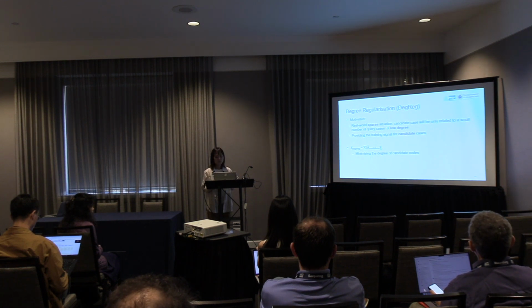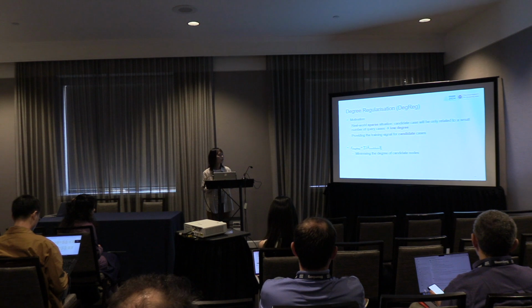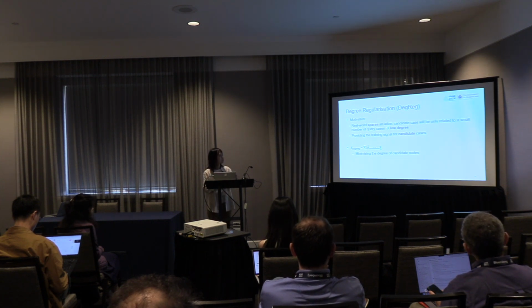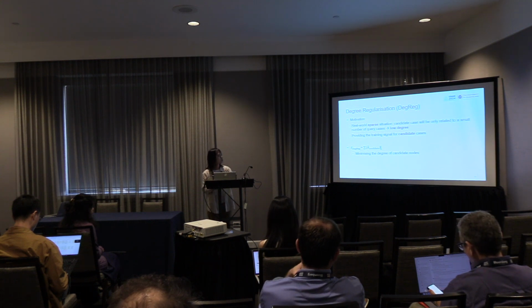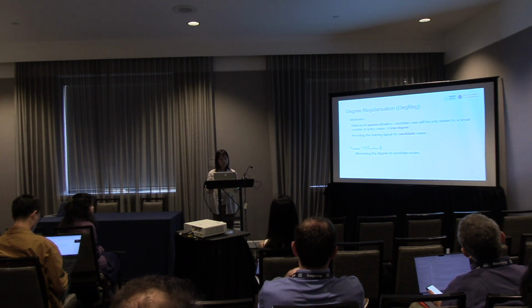And the second motivation is to provide the training signal for candidate cases, since in the contrastive learning, we focus more on the query case and a small number of negative cases. Then the huge number of candidate cases will lack training signal, and we will use DAG-reg to provide additional training signal for the candidate cases. And it is very simple. We're just minimizing the degree of the candidate nodes of our graph.